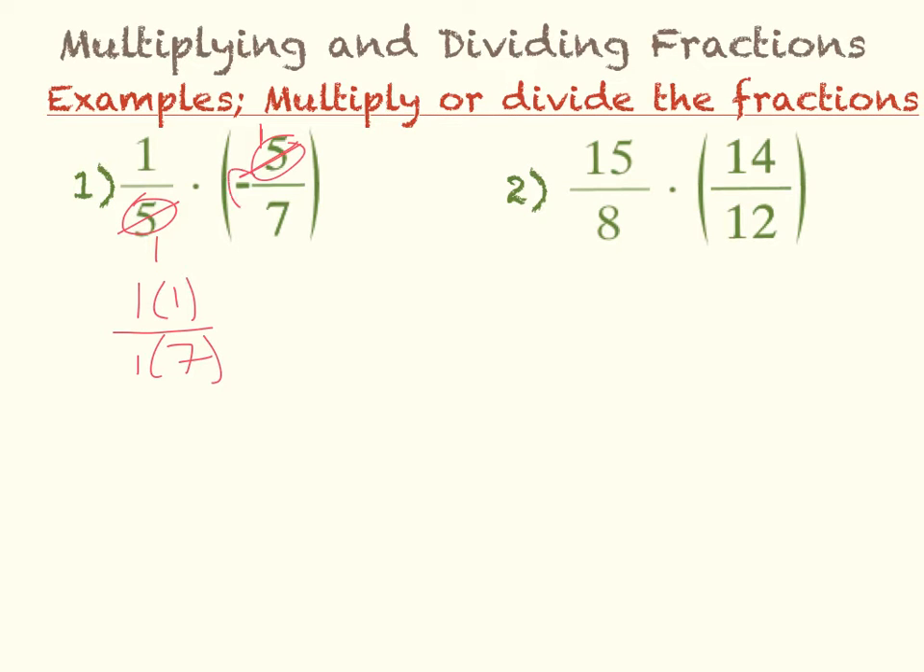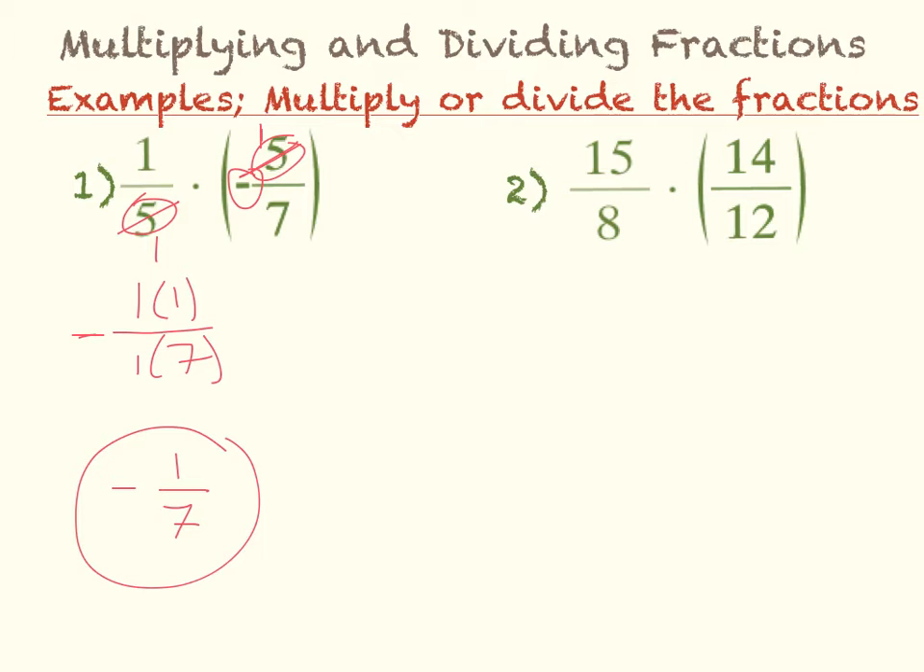And then don't forget that we do have a negative sign here, so since there's an odd number of negative signs, the answer is going to be negative. So my final answer is negative 1 over 7. It's usually easier to do it that way. Next one, we have 15 over 8 times 14 over 12.